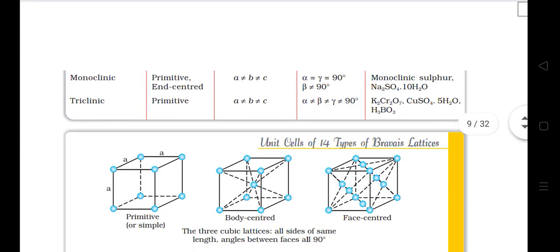Monoclinic: primitive and end centered, a is not equal to b not equal to c, alpha equals gamma equals 90 degrees but beta is not equal to 90 degrees. Examples are monoclinic sulfur, Na2SO4.10H2O. Triclinic: primitive, a is not equal to b not equal to c, alpha is not equal to beta is not equal to gamma, not equal to 90 degrees. Examples are K2Cr2O7, CuSO4.5H2O, H3BO3, that is boric acid.